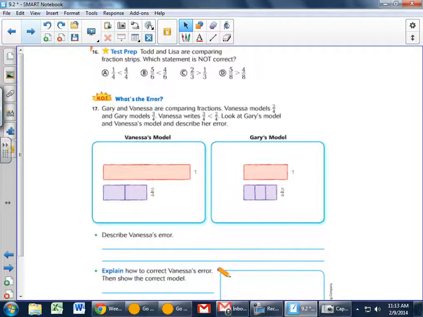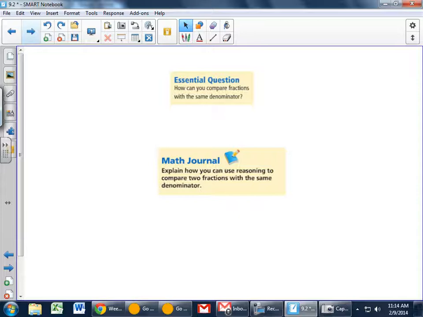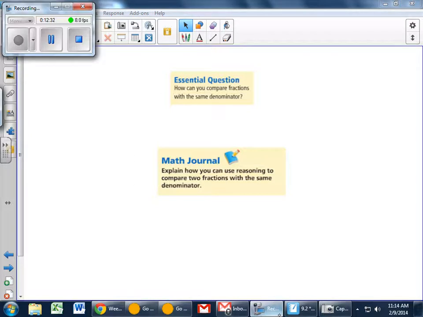Moving on to your test prep page, which also is just drawing models. If you need to use the fraction strips, go ahead, especially when you're trying to compare maybe number 17 to find out what the mistake is, and be able to write out that explanation. And then your essential question, how can you compare fractions with the same denominator? Explain what process you did in order to do that, what you're really only looking at. And your math journal, explain how you can use reasoning to compare two fractions with the same denominator. So using kind of your skills of what makes sense.